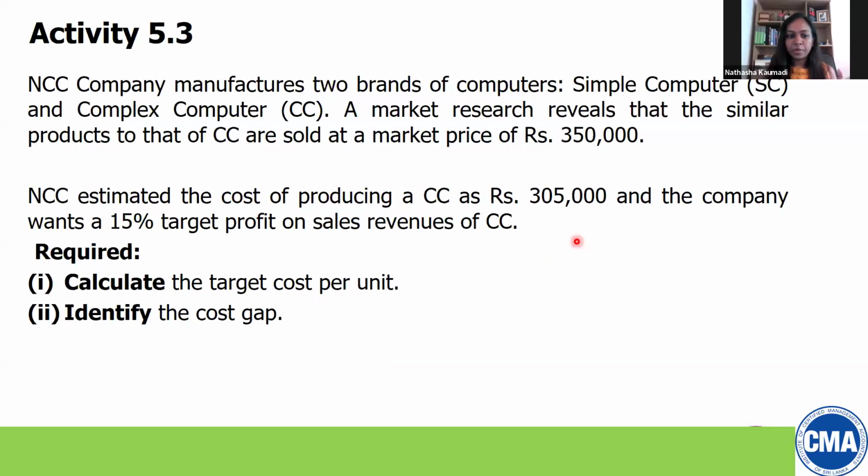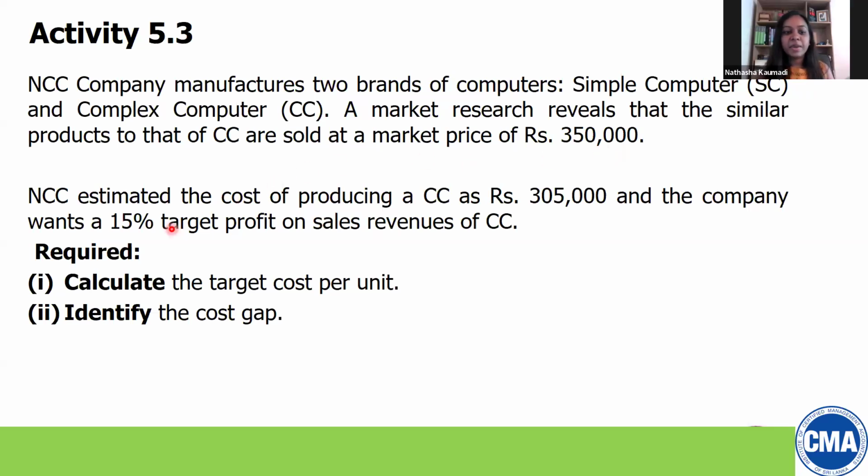So this is how you do it. Okay, small activity. NCC company manufactures two brands of computers, simple computers and complex computers. A market research reveals that similar products to that of CC, the complex computer, are sold at a market price of 350,000. Can you sell the same product at 500,000 in the market? No. You have to comply with the competition.